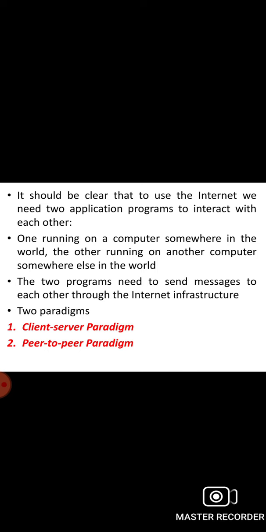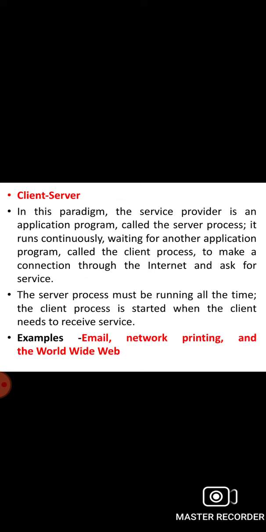It should be clear that to use the internet we need two application programs to interact with each other. One running on a computer somewhere in the world and the other running on another computer somewhere else in the world. And the two programs need to send messages to each other through the internet infrastructure. And there are two paradigms which are called client-server paradigm and peer-to-peer paradigm. Let us see one by one.